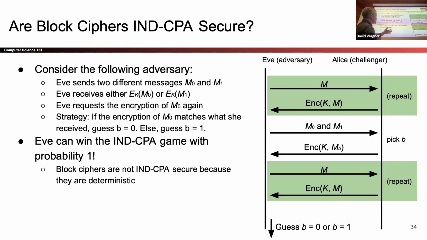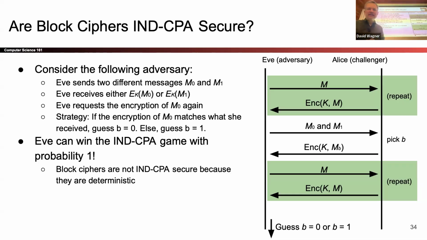So let me just refresh your memory about how this game works. This is security against chosen plaintext attacks. Eve, the attacker, can choose some messages and get Alice to encrypt them. So for those, she knows what the message is and what the corresponding ciphertext is. And then there's a pair of messages, M0 and M1. Alice is going to encrypt one of those two, and Eve doesn't know which one. And Eve is going to try to infer which one Alice encrypted.